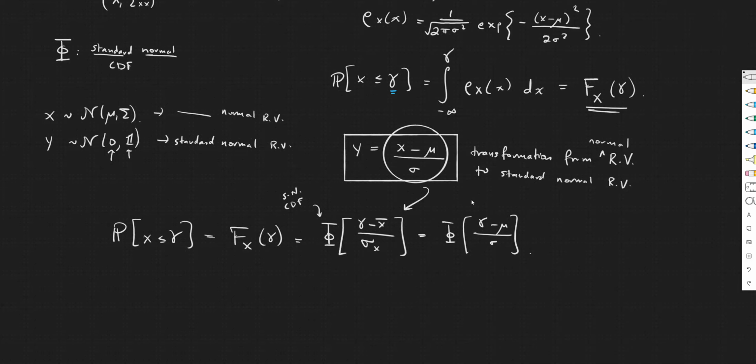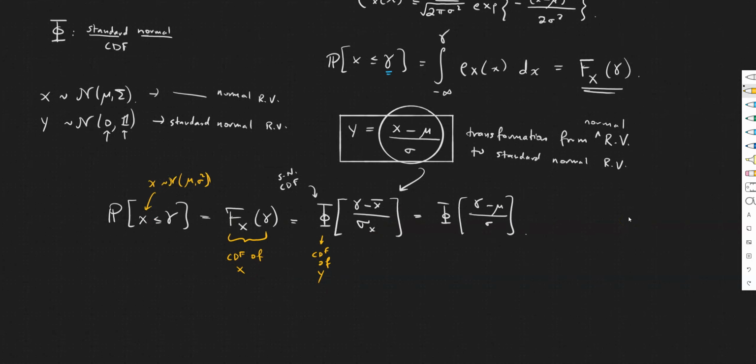Okay? So just to make sure we're on the same page, x is a normal random variable. It has a mean mu. It has a variance, let's say sigma squared is the variance. In order to compute the probability that x is less than or equal to gamma, we can either compute it through the CDF of x, or we can compute it in terms of the CDF of a standard normal variable, CDF of y. But we have to use this change of variables if we want to do that.